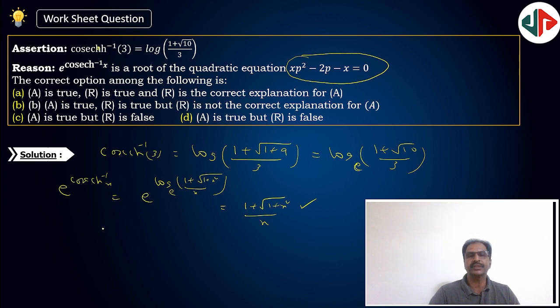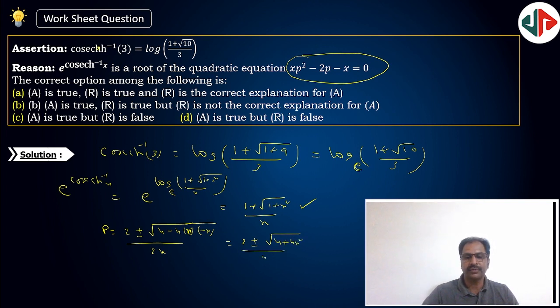So it is a quadratic equation in p. So use p is equal to minus b plus or minus root of b square minus 4ac by 2a. This is nothing but 2 plus or minus under root 4 plus 4x square by 2. If you take 2 common in the numerator, then that 2 gets cancelled. So 1 plus or minus the root of 1 plus x square, over x.